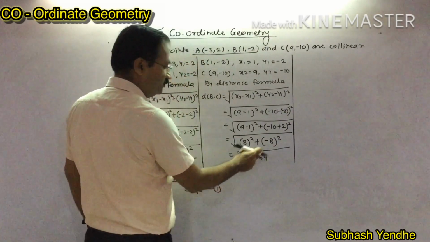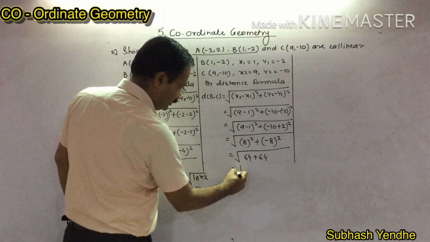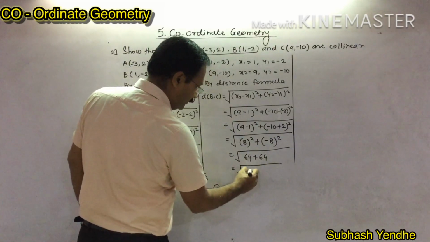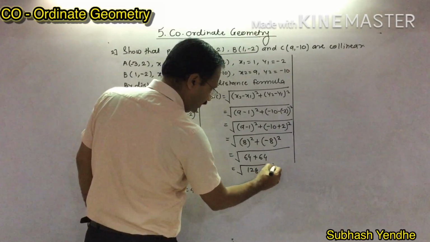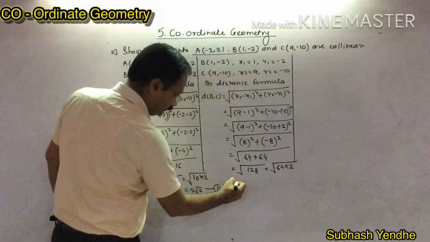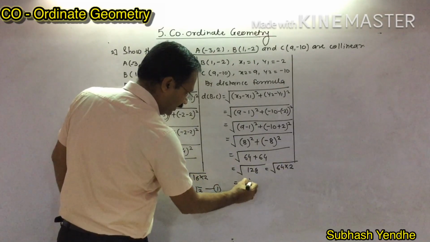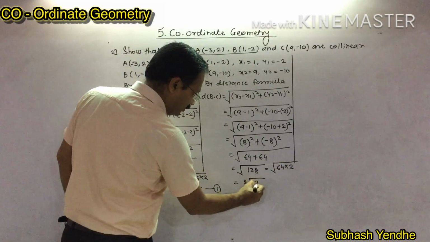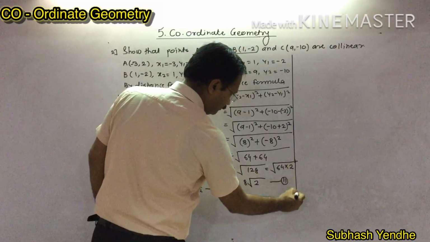Why have I written the plus? Because minus square is always positive. So 64 plus 64 is 128. So we can factorize this 128 as 64 into 2. So you will get the root of 64 is 8, and the 2 stays as it is. Give the number 2 for this one.